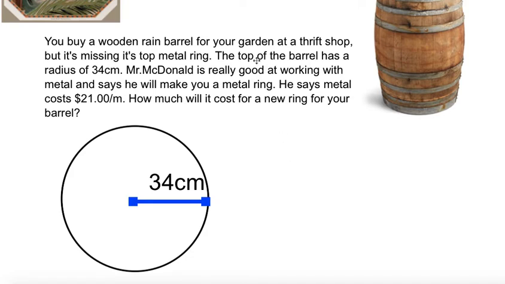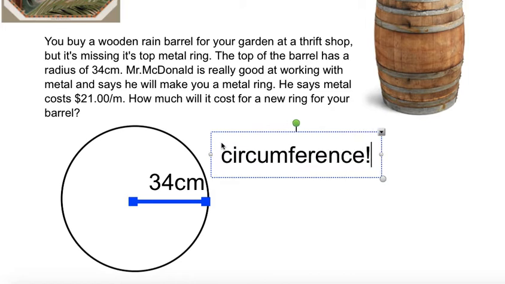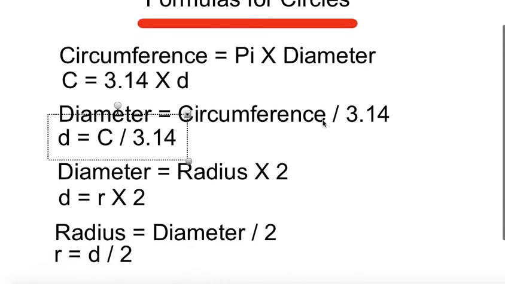Now we want to make a ring that goes all the way around the barrel. It's got to be the distance all the way around. Hey, hang on, that's the circumference. So really what this is asking us is, what is the circumference of the circle? If we know the circumference, we'll know the length of steel that Mr. McDonald will need to fabricate a new ring. So we need to figure out which formula we can use for our circumference.